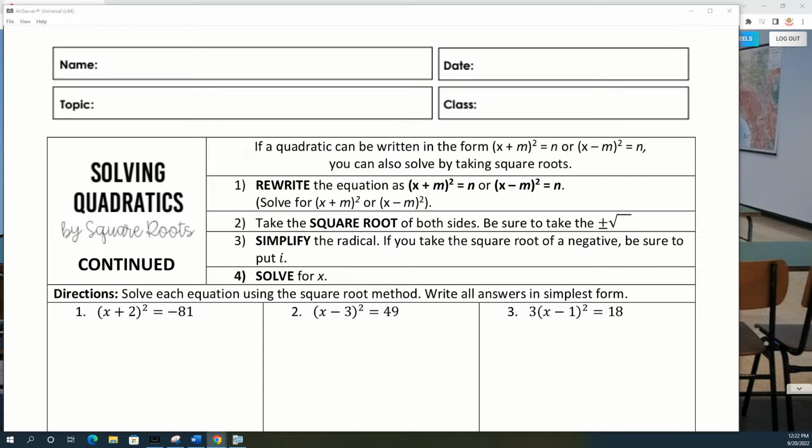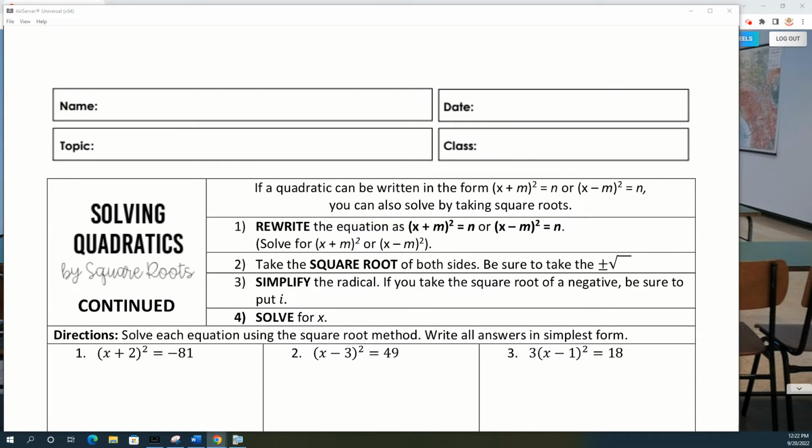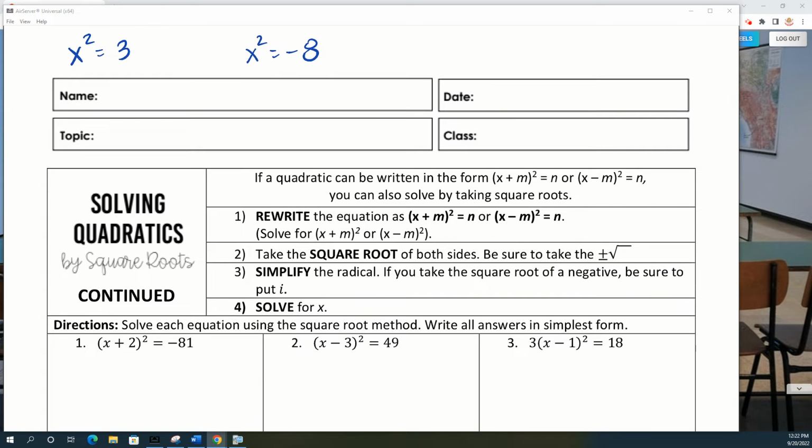Okay, so yesterday we did solve by taking square roots, but the problems we had, we could get to the form like x squared equals 3 or x squared equals -8. So we could solve it that way. Today is going to be a little different. Today we're going to get to the form something like x minus 5 squared equals 2, so we'll have a whole something in parentheses squared equals a number. Those are two different times that you can do what we're doing today by solving by square roots.